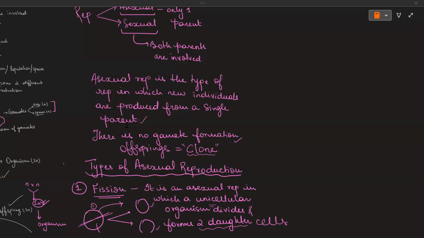And what is meant by there is no gamete formation? Yes, see, during the process of sexual reproduction, it takes place when the male gamete fuses with the female gamete, right? Yes, ma'am. But here, since only one parent is involved, why would the gametes fuse? Why would there be any need for the gametes to be formed only? So that is why during the process of asexual reproduction, the gametes are not formed because they are not needed. Only the parent body is involved in the asexual reproduction. Got it? Yes, ma'am.